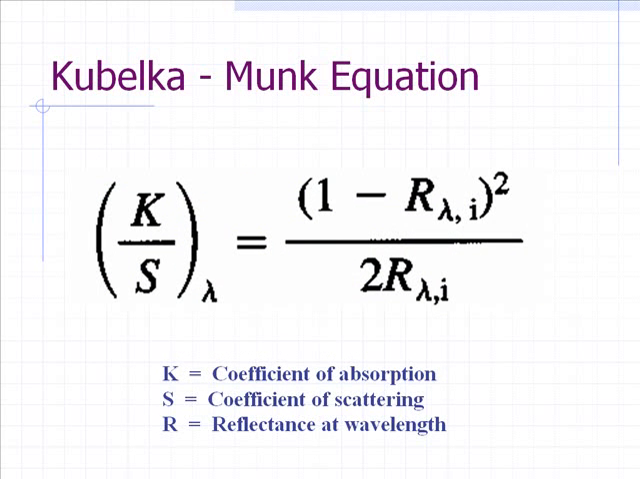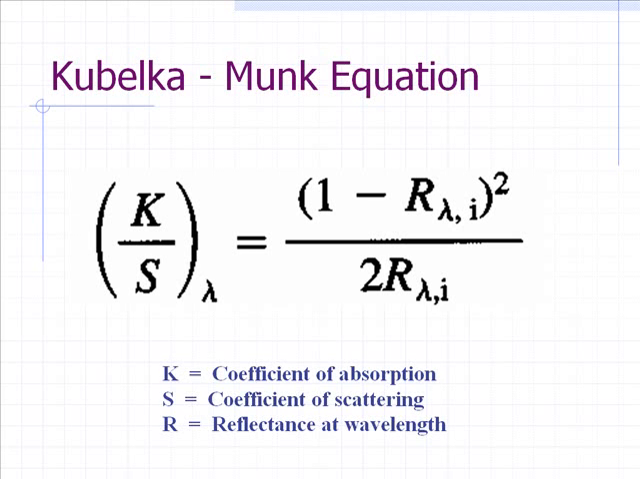The R is reflectance from our spectral curves. K is called the coefficient of absorption. S is the coefficient of scattering. This little symbol there is wavelength. This equation is good only at a specific wavelength. So to do these calculations, you have to do a whole lot of calculations. These are things that are done by a computer. You never do them by hand.